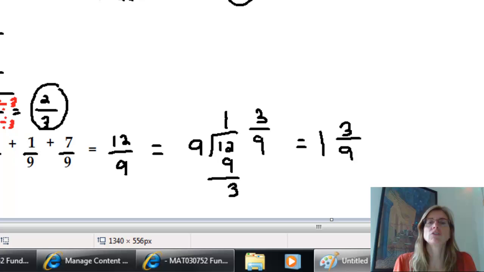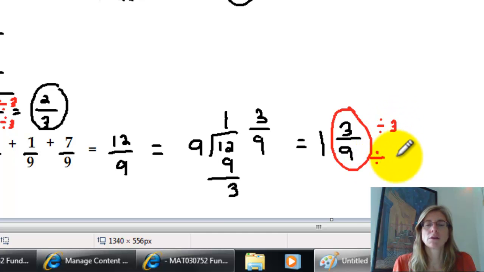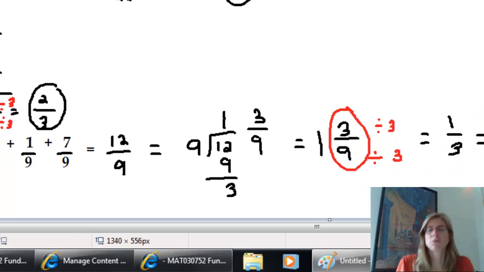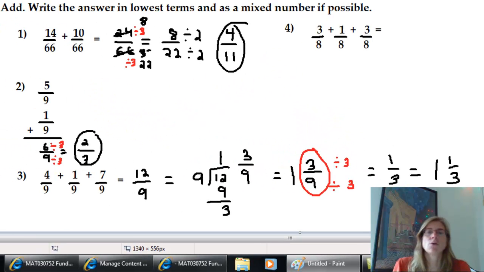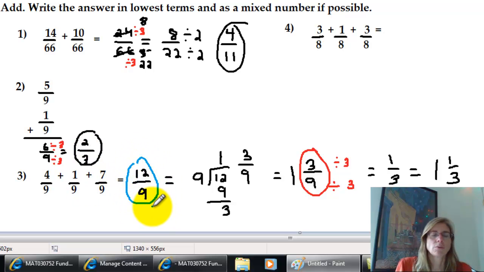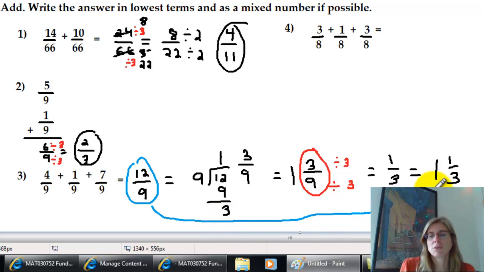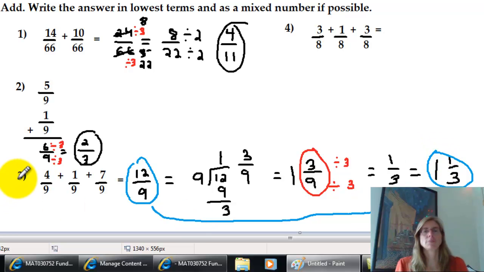But this fraction here, 3/9, can be reduced further, and we can divide each number by 3 to get 1/3. So our answer, don't forget there's this whole number over here, is 1 and 1/3. So what we did is our answer of 12/9 was then changed to a mixed number, and reduced to 1 and 1/3 for our answer to number 3.